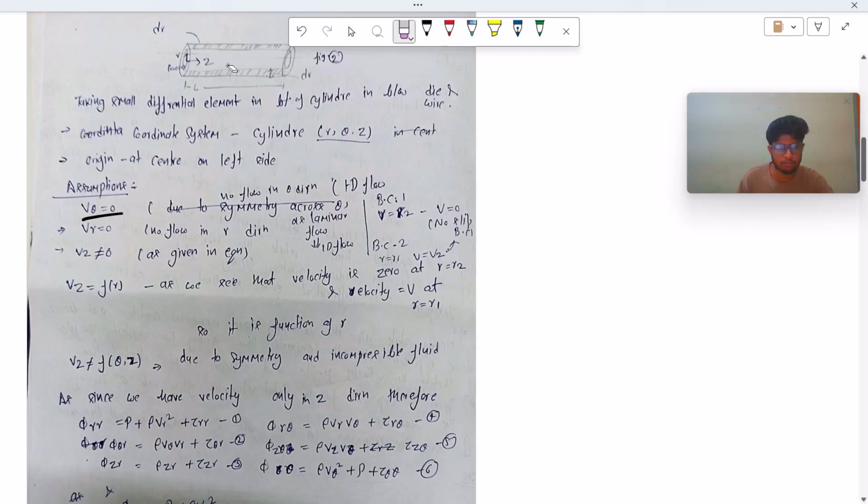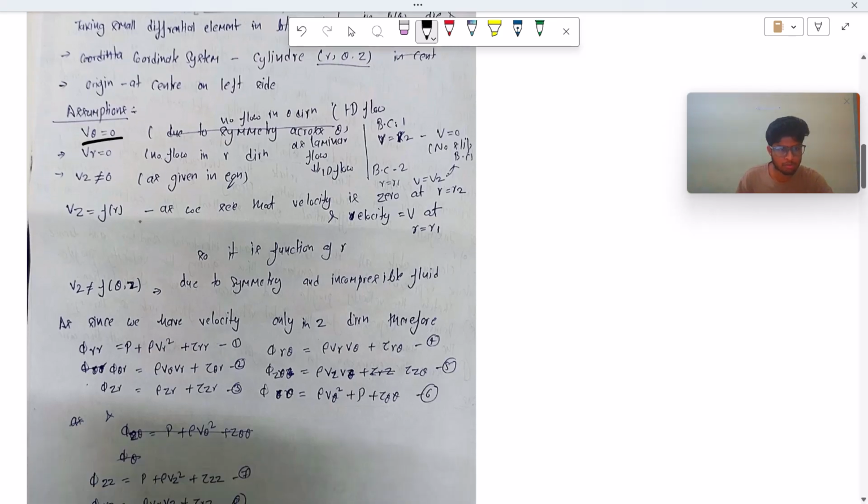This one is the z direction, and this is the r direction, and there is a theta direction here. We are basically taking cylindrical coordinates which have our origin here on the left side of the cylinder. So we have v theta equal to 0, and Vr is equal to 0 as we have 1D flow, and Vz is not equal to 0 as given in the question.